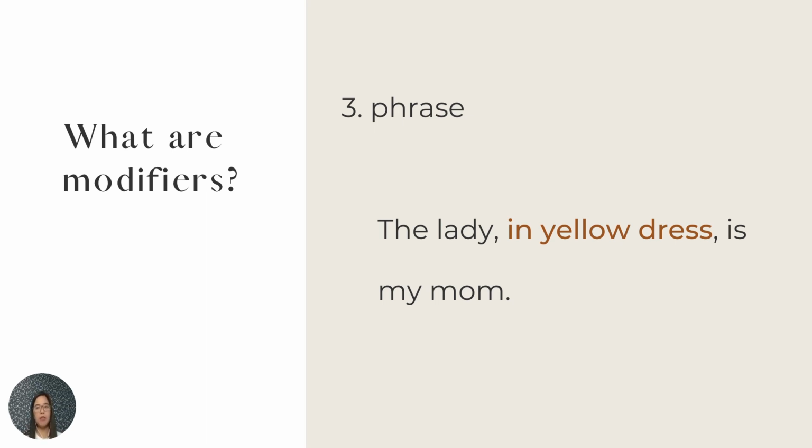Phrases can also act as modifiers. In this example, the lady in yellow dress is my mom. The phrase in yellow dress is a limiting modifier. So imagine that your mom is in a crowd and you can pinpoint right away which one is your mom. Your mom is not the one wearing the maroon dress or the green dress. The one in yellow is your mom. You're not talking of other ladies.